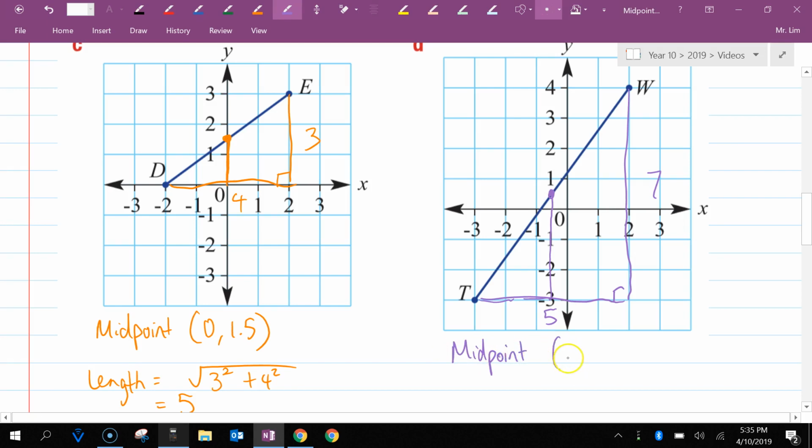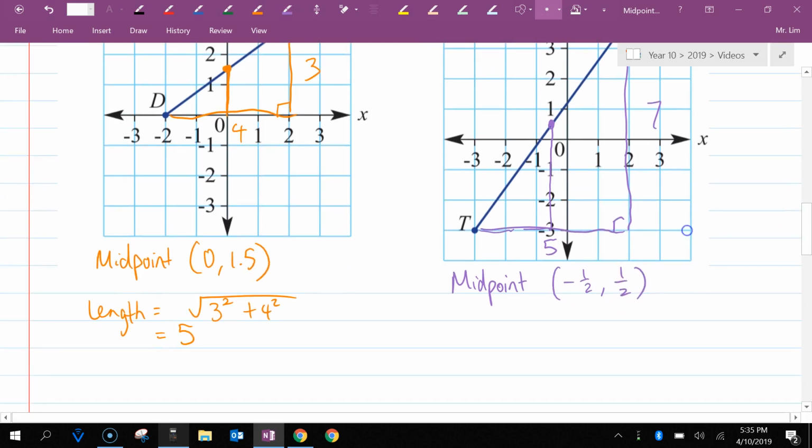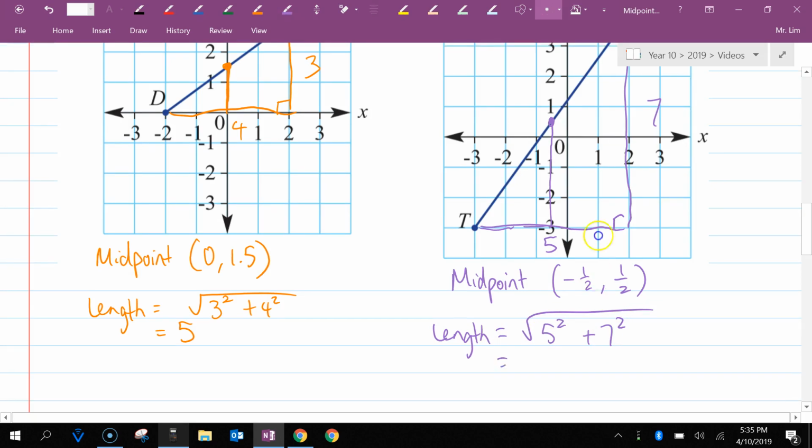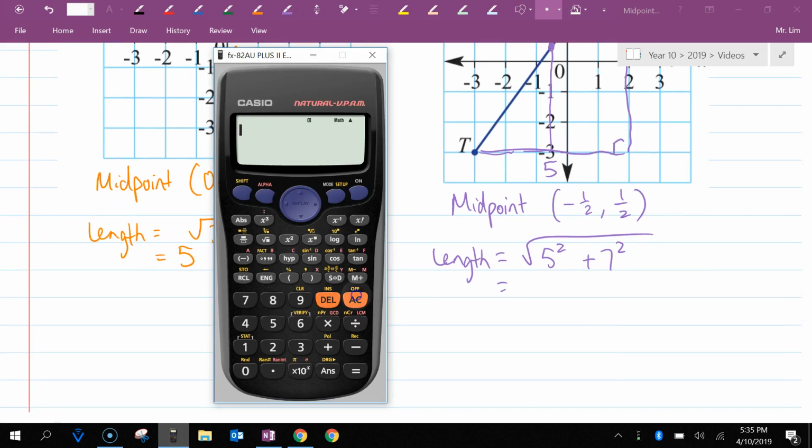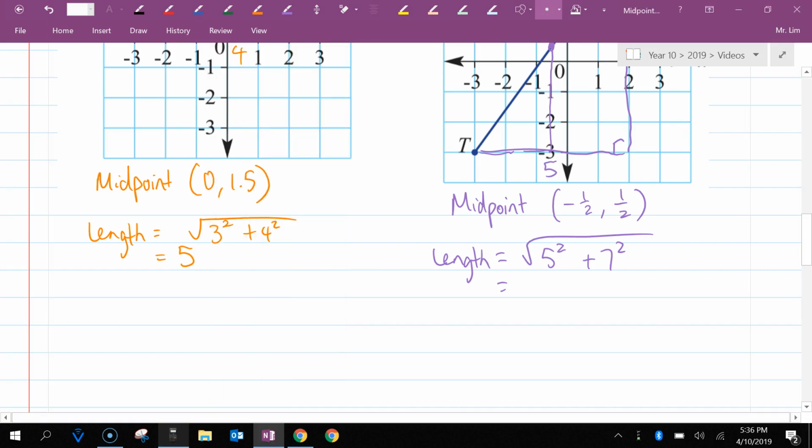So my midpoint is negative half, half. The length of this line interval is equal to the square root of 5 squared plus 7 squared, which is 8.6 to 1 decimal place. Okay.